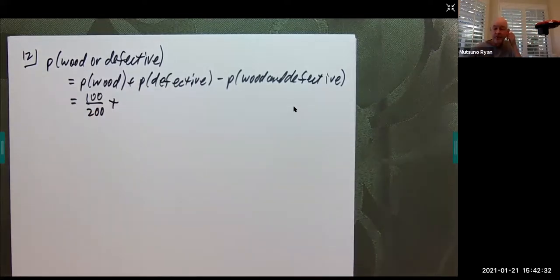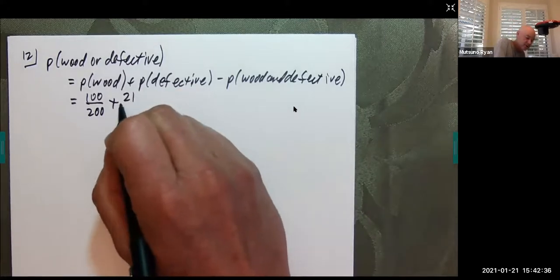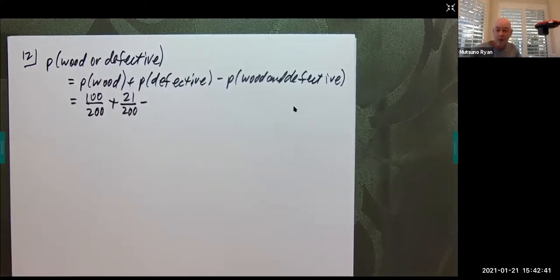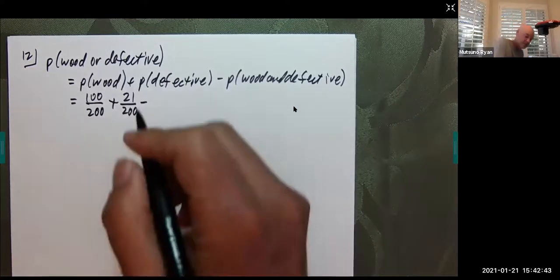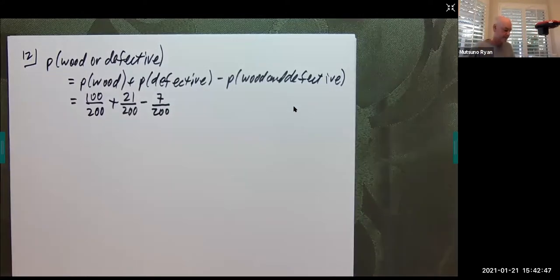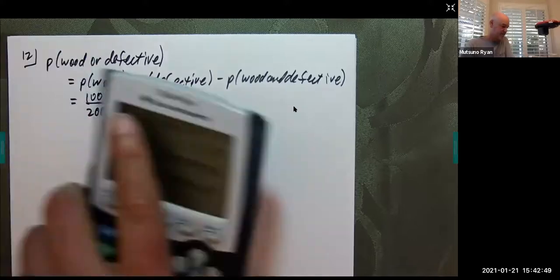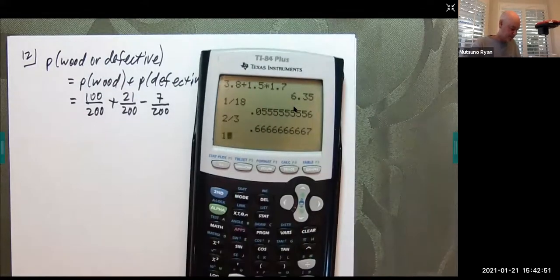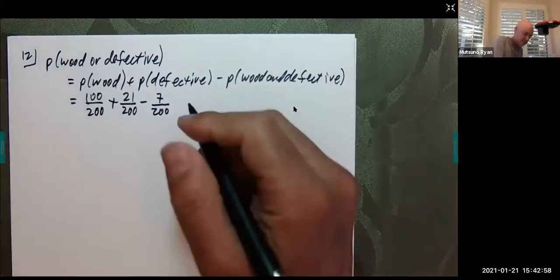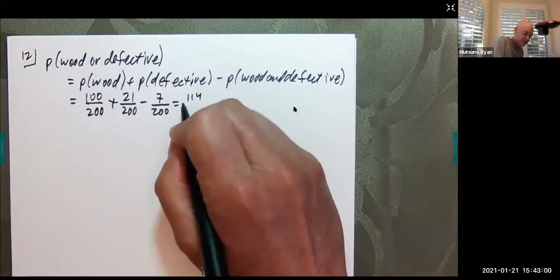How many of them total are defective? That is 7 plus 14, that's 21 out of the 200. And how many of them are defective wood rackets? There's 7 of those. So that's going to be 100 plus 21 minus 7. 114 out of 200.